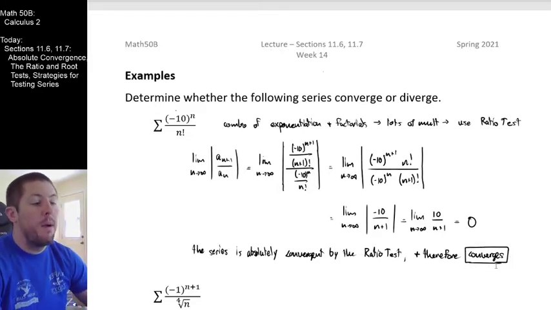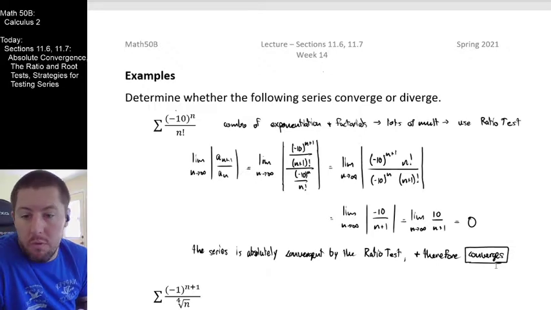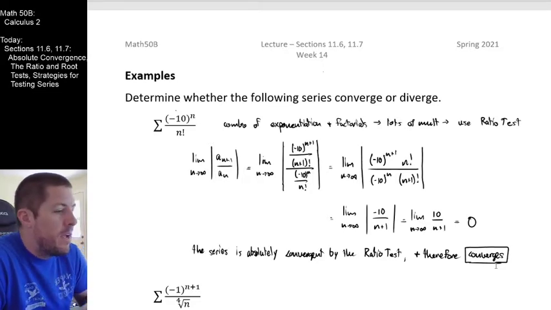All right, so remember that the ratio and root tests give us absolute convergence, which is even stronger than regular old convergence. So since we get that it's absolutely convergent, we automatically get that it is convergent. We saw that theorem up above right there.